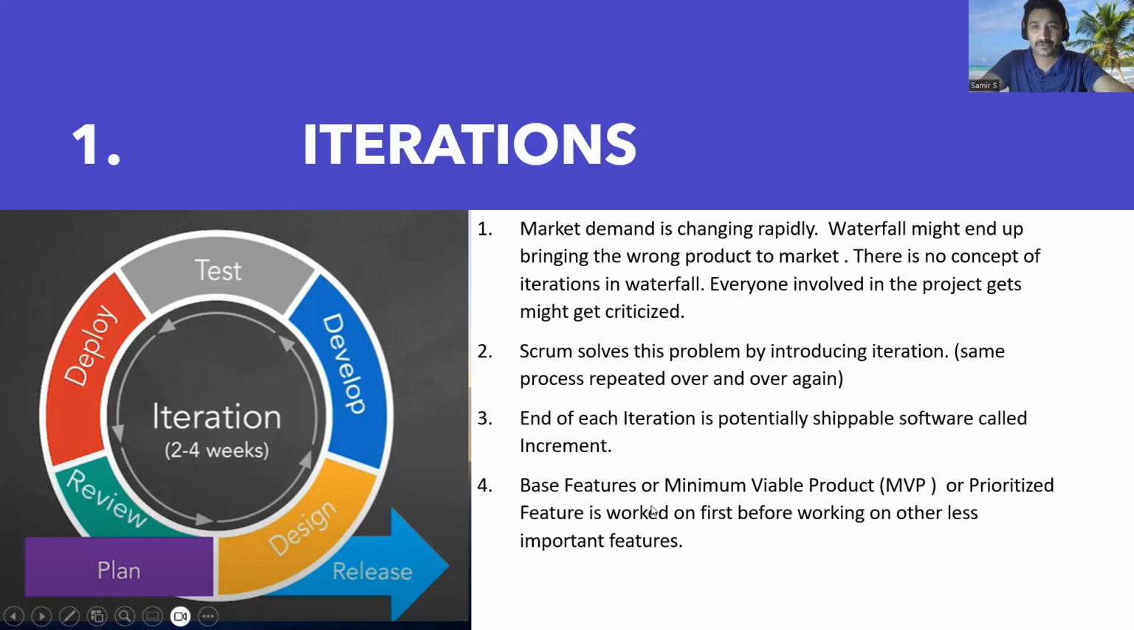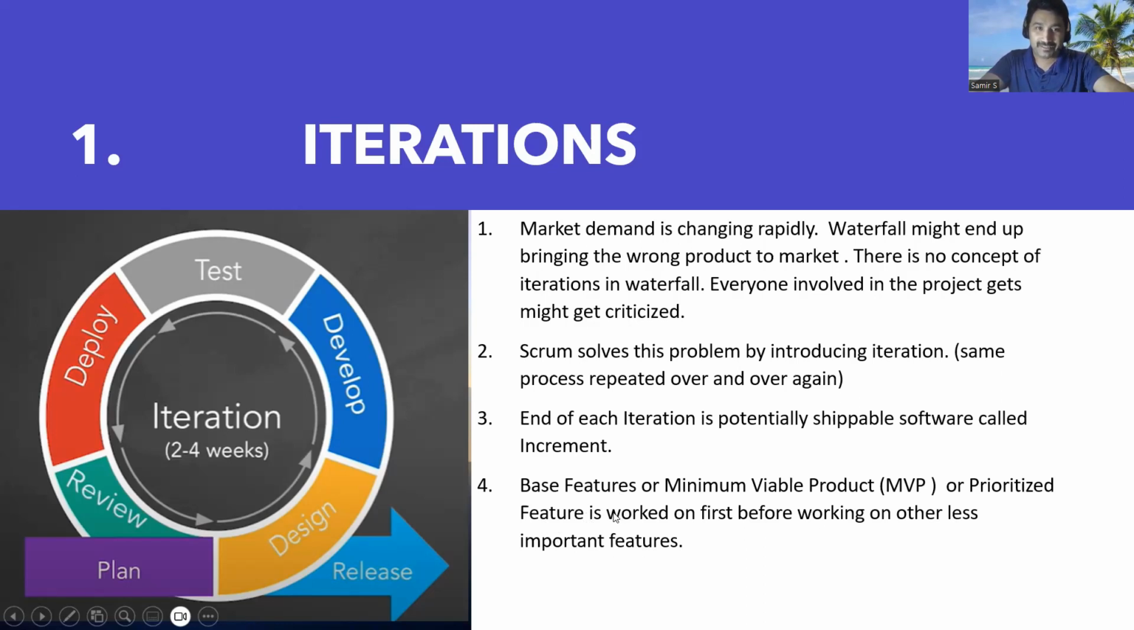Because let's say we are creating a website. We don't want to be discussing fancy looks in the first iteration. What we want is the wireframe, the skeleton of the website, in the first iteration. That is called the base feature. It's also called the minimum viable product. Another term is prioritized feature. Any of these three terms can be used interchangeably.